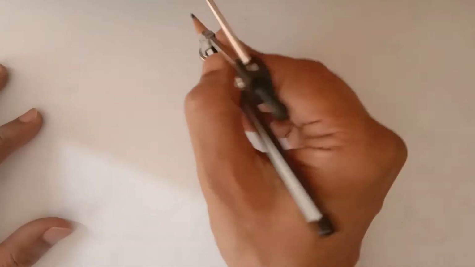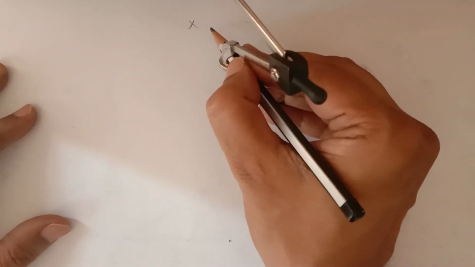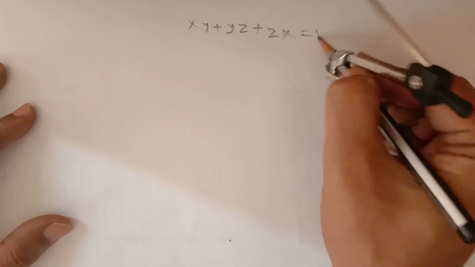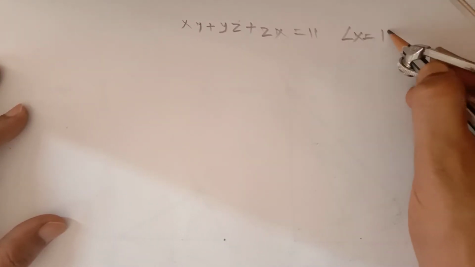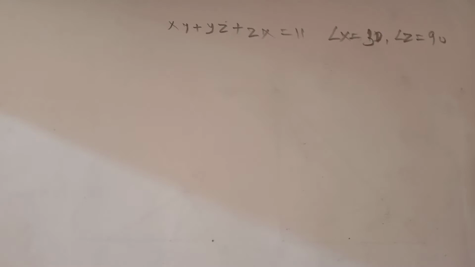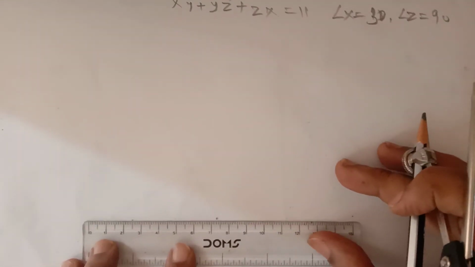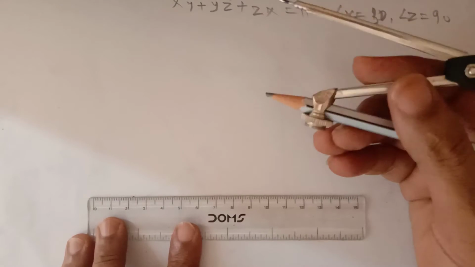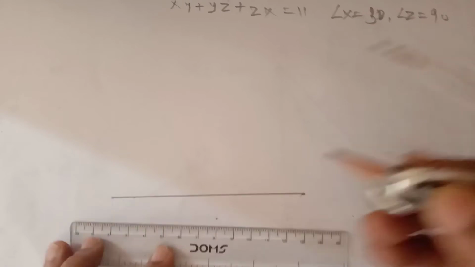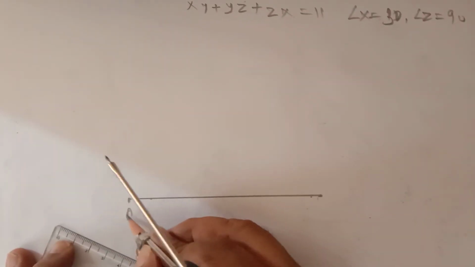So this is the basics for this construction where the perimeter of the triangle is given. So construct it by using the compass and scale. What is given? It is given as XY plus YZ plus ZX is equal to 11. Angle X is equal to 30 degree and angle Z is given as 90 degree. So first of all, you draw a line segment of 11 centimeter. Let us call it A and B.